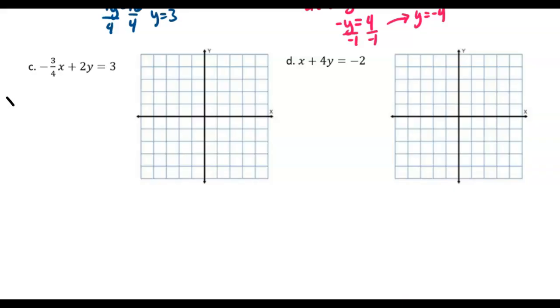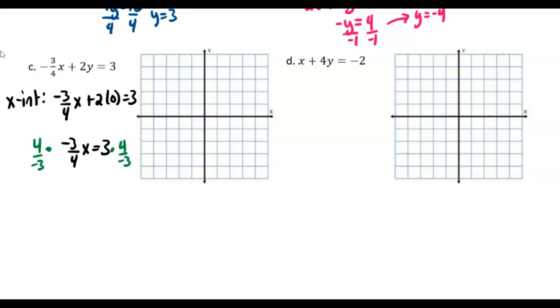So if we were going to do the x-intercept, then we would plug in 0 where y is. So we'd have -3/4 x plus 2 times 0 equals 3. Okay, 2 times 0 is 0. That's why I don't have it here anymore. To get the x by itself, multiply by the reciprocal, times 4 over -3. The 4's and the -3's cancel out on the left side. And on the right side, you're going to get -4. So the x-intercept is (-4, 0).